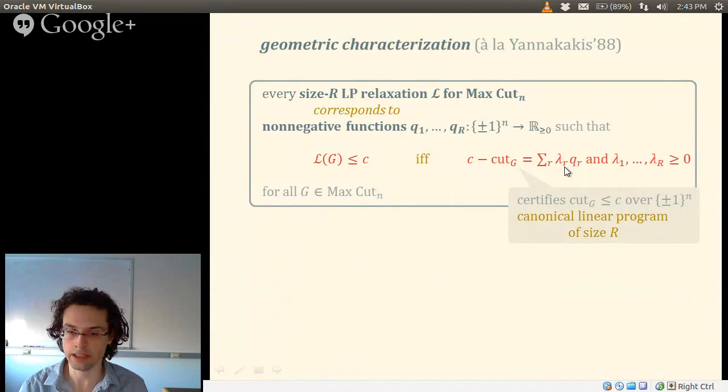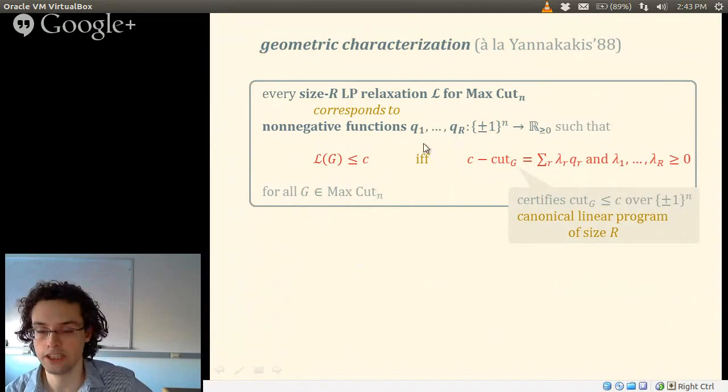Another way of thinking about these functions is that they provide a canonical form for linear programs of size R. So where is the linear program of size R here? Well, you can consider the problem of minimizing C such that you can write C minus the cut function as a non-negative combination of these functions. Now, this is a linear program, and it has R variables, lambda 1 up to lambda R, that are restricted to be non-negative. So here are the R inequalities that define the linear program, and you're trying to solve this linear program. That characterizes the smallest value of C such that you can have a representation like this.